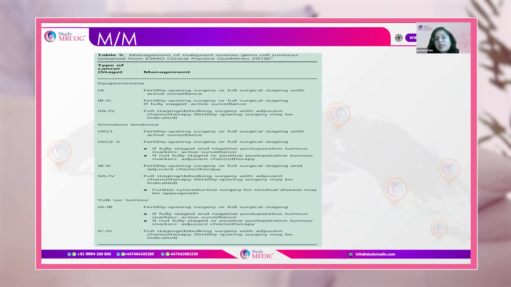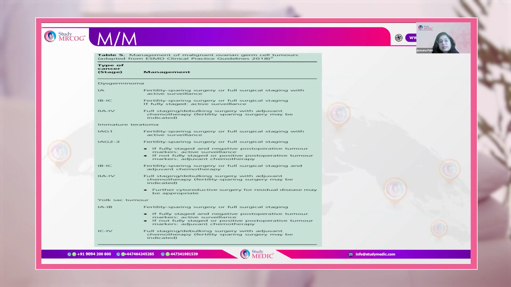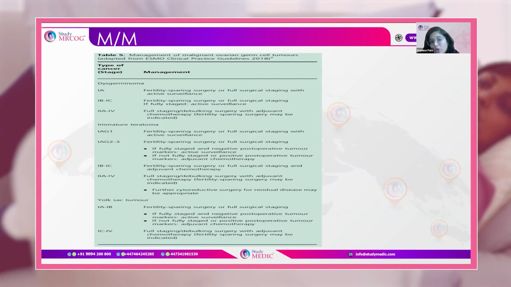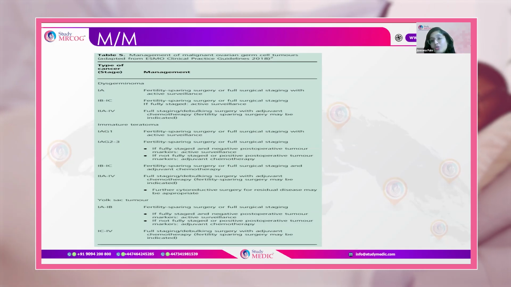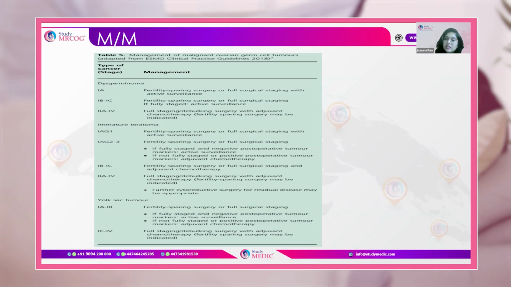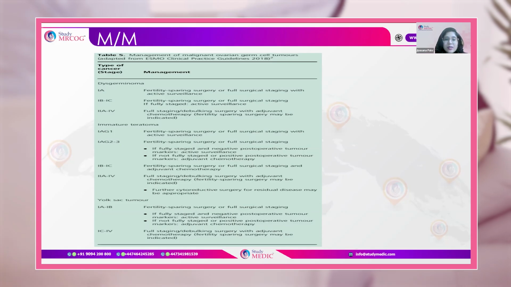Now coming to dysgerminoma, that is the non-epithelial ovarian cancer, that is dysgerminoma, immature teratoma, York-Sac tumor. These are the three most common varieties. Please go through the tumor markers as well, because tumor markers are asked in the form of SBA.